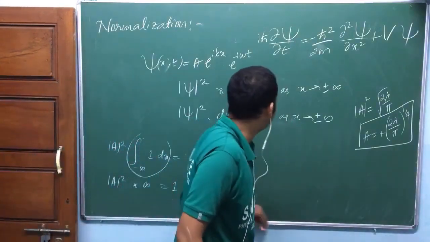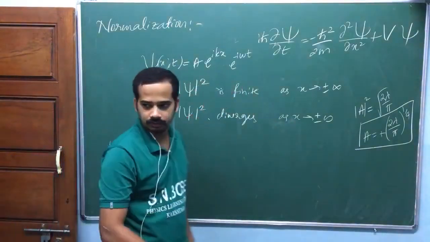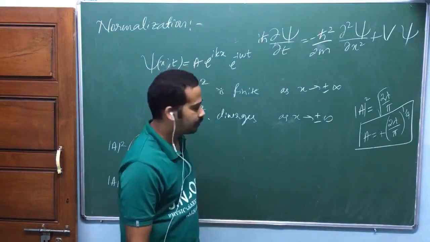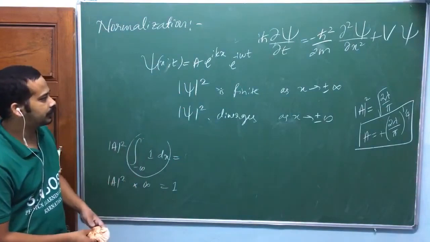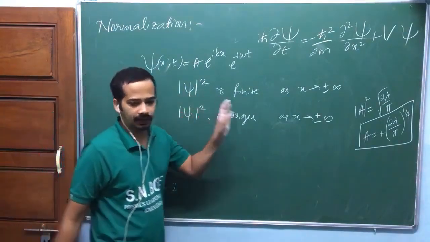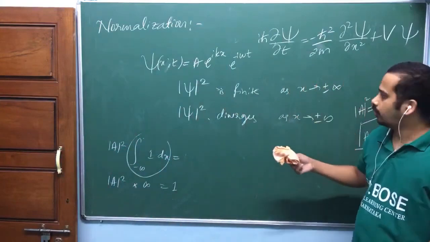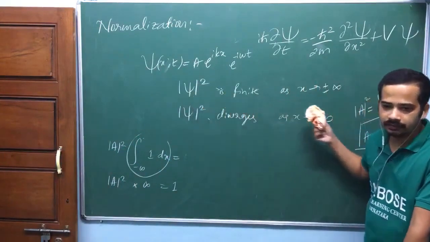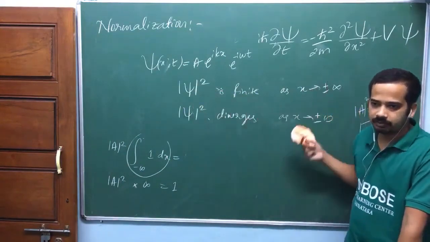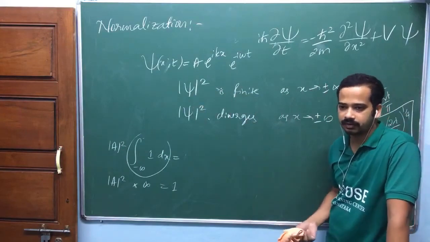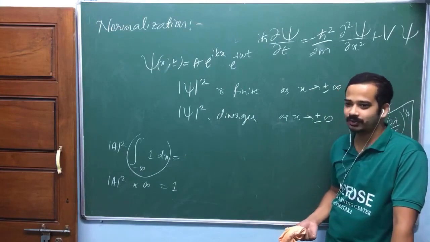If mod psi square diverges, or if mod psi square is finite also, then that kind of function is not normalizable. Again, you can give some physical interpretation here. Look here. Mod psi square is finite at infinity means you have a probability density of finding the particle at infinity, isn't it? If there is a probability of finding the particle at infinity, it means the particle can escape from your region of interest anytime. The particle can vanish anytime and go to infinity.